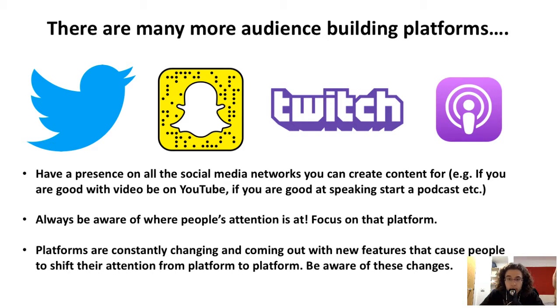to YouTube, right? And this is something that actually happened, I think, like a year ago, when Snapchat was a very, very popular platform, and then Instagram came out with a new story feature, so it caused the attention of people to shift from Snapchat to Instagram, right? And this can happen again and again as these platforms develop and come up with new features very often.